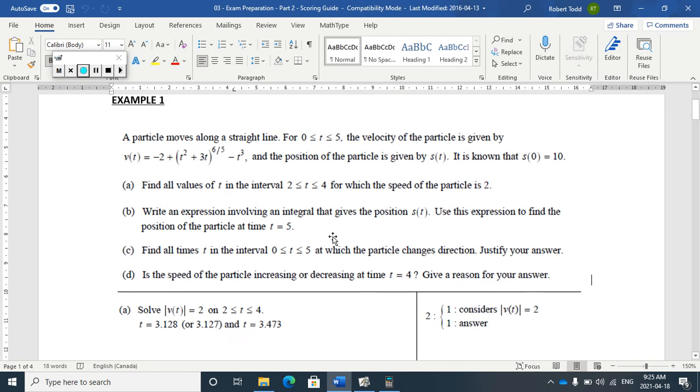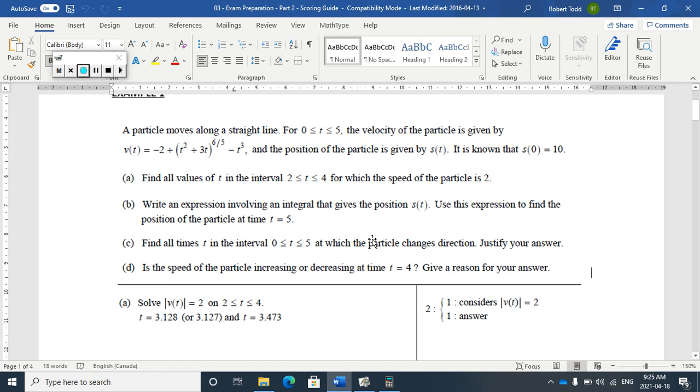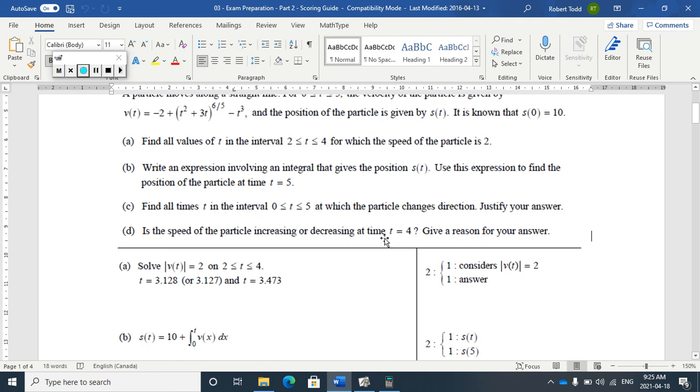Last question. Is the speed of the particle increasing or decreasing at time t equals 4? This is a very difficult question because to talk about when the speed of something is increasing, your acceleration has to be in the same direction as your velocity. That is, if you have positive velocity, you also have to have positive acceleration. And if you have negative velocity, you must also have negative acceleration.